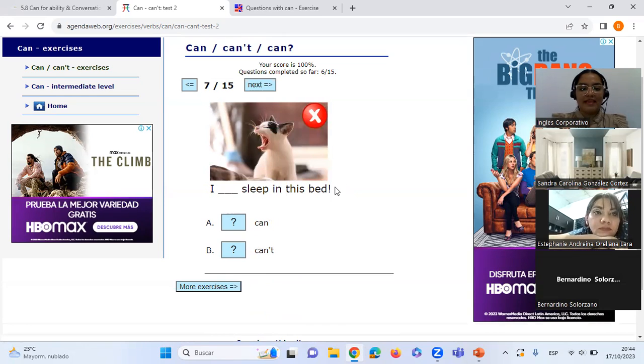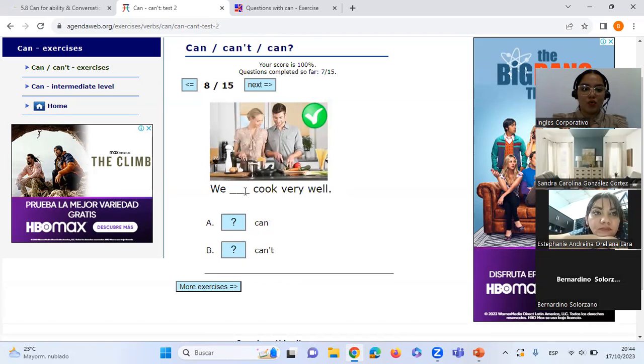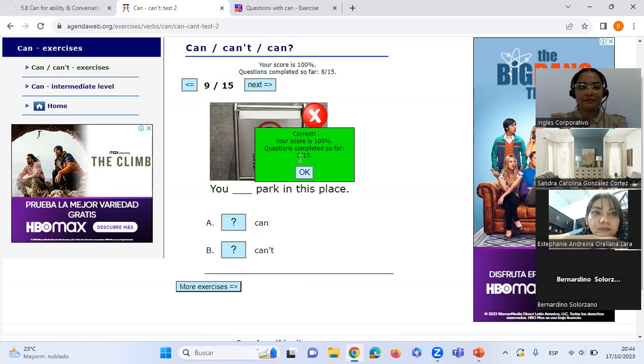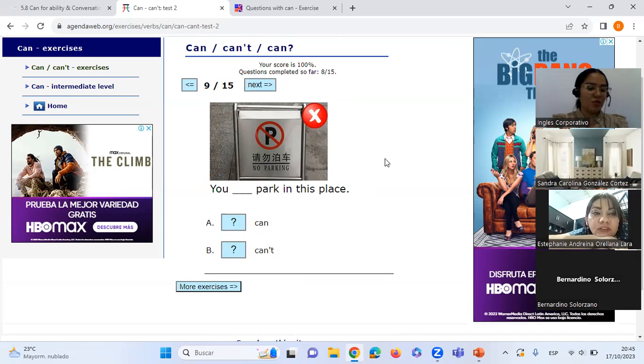I sleep in this bed. Can. Okay, can't, right? Negative form. We can or can't? Can cook very well. Okay. You park in this place. No. Yeah, let's see. Ya les di la respuesta. Can't, right? No puedes parquear acá.